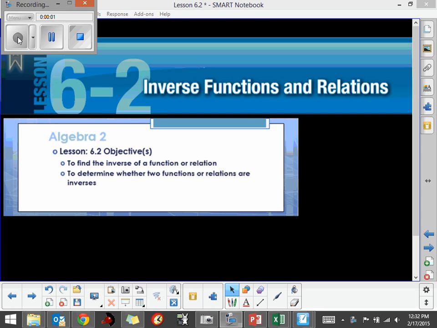In lesson 6.2, we have two main objectives. We want to be able to find the inverse of a function or relation. And the second thing is we want to determine whether two functions or relations are inverses.